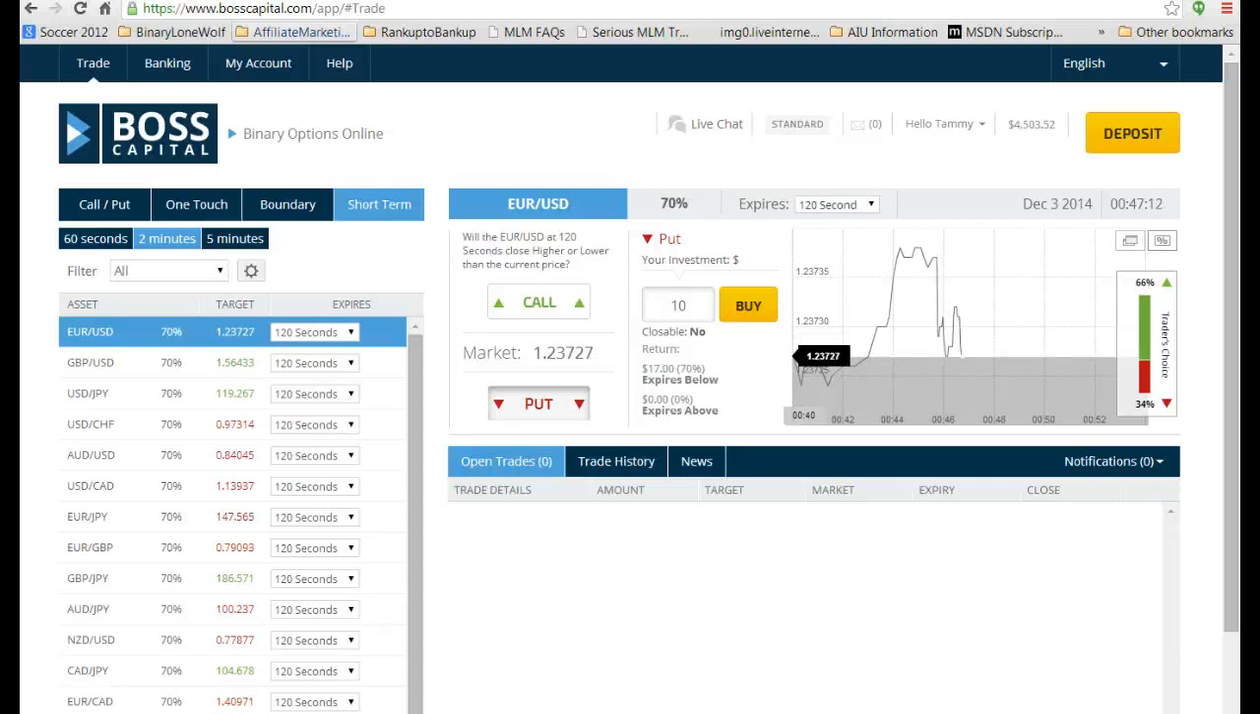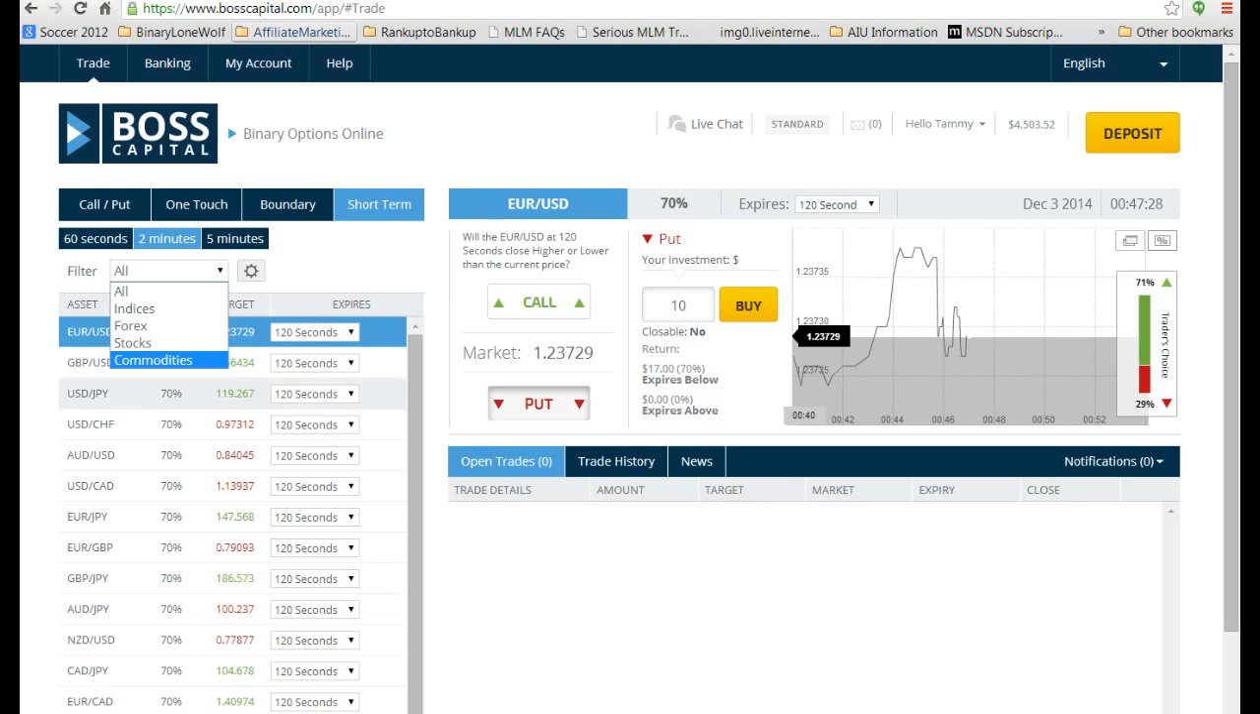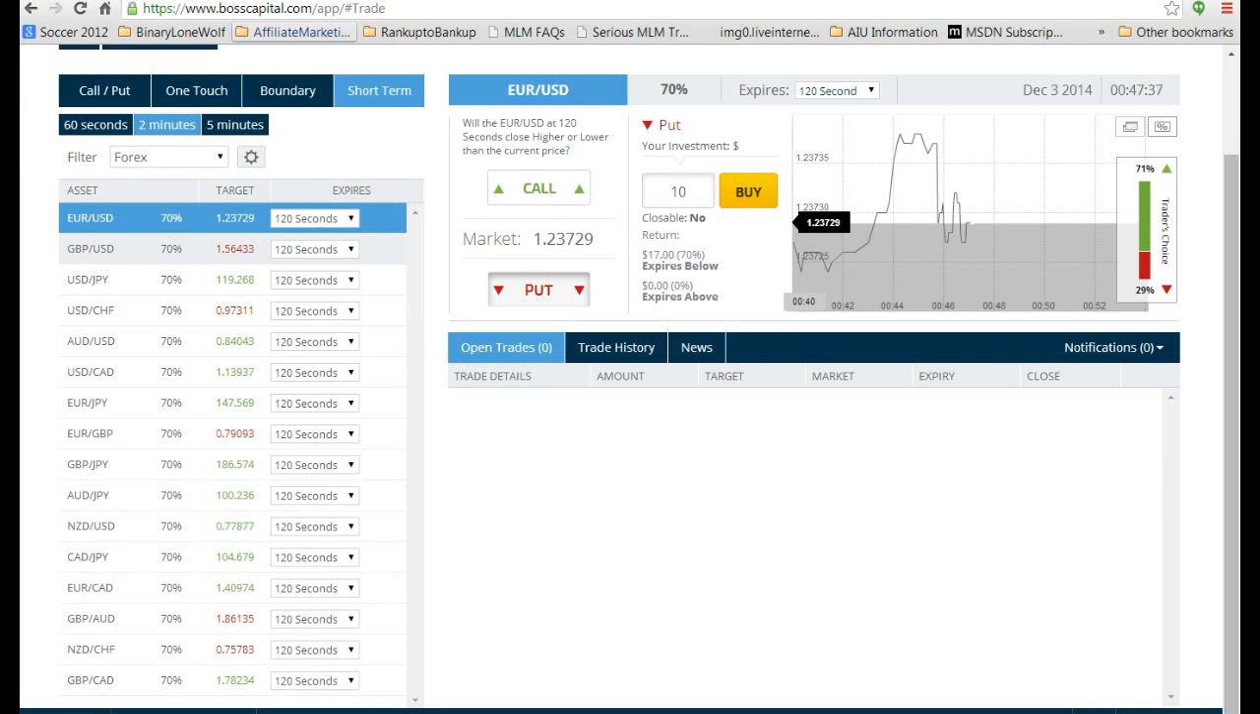The trade is non-closable, meaning prior to expiration, you cannot exit the trade early. Also right here, filter, you can actually filter the assets or the currency pairs or whatever that are listed here. You can go to Forex, and the only thing that you're going to see in the list here will be all of the currency pairs that are available.